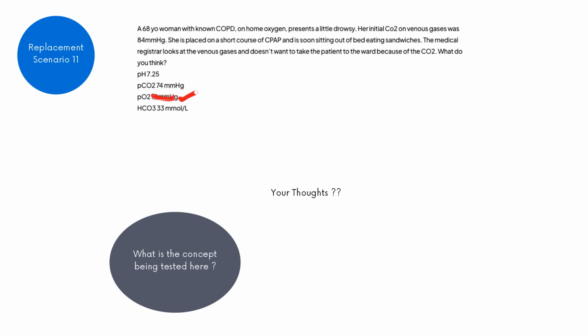This is about a patient's suitability to be transferred from the ICU back to the wards, or from the ED to the wards, about the medical registrar's decision-making thought process. What is the concept even being tested here, and what are your thoughts? Have a think before you go to the next slide.